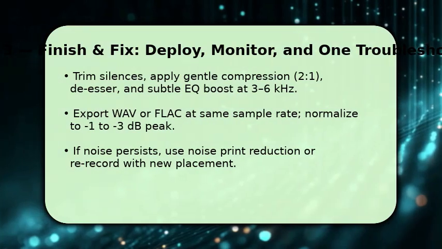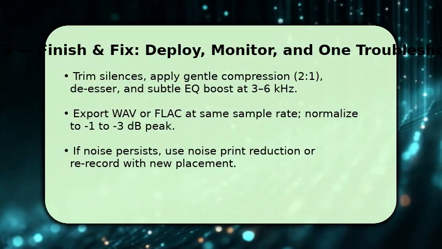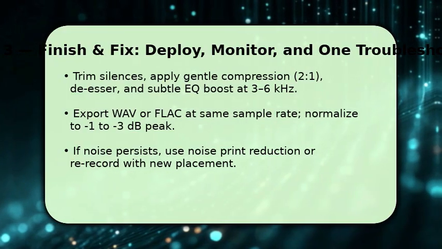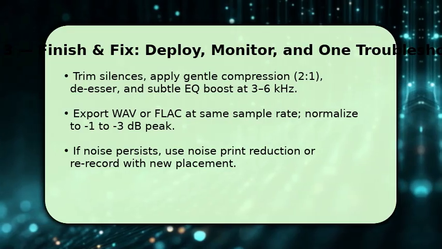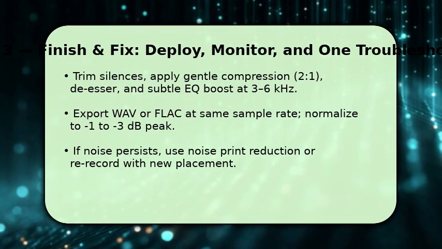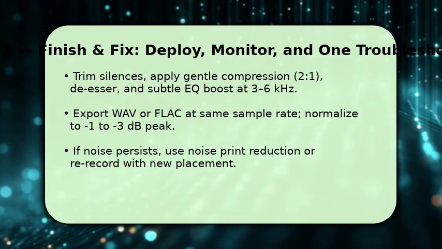Finish by cleaning and exporting. Import to a mobile DAW or editor, trim dead air, and apply gentle compression, around 2:1, to glue the performance. Then use a de-esser for harsh sibilance and a narrow EQ boost between 3 and 6 kHz for clarity.